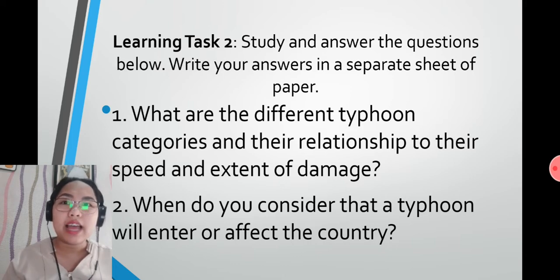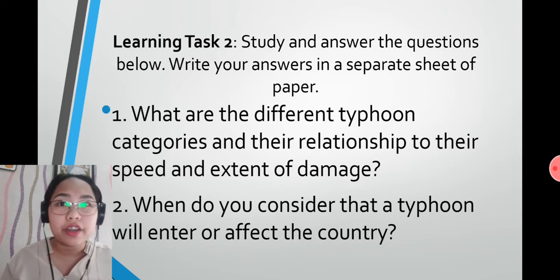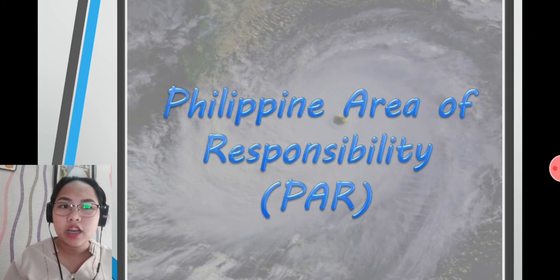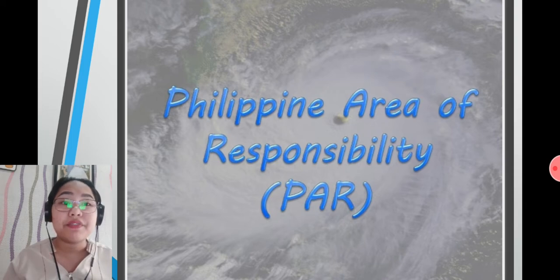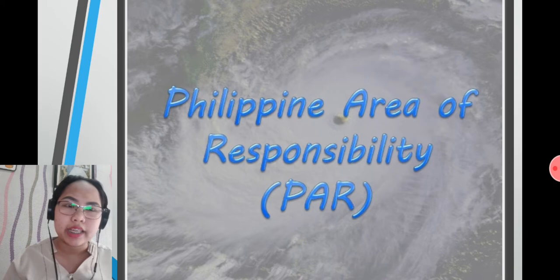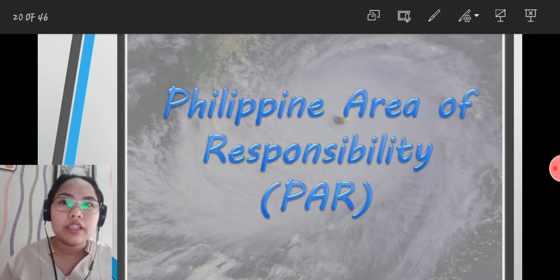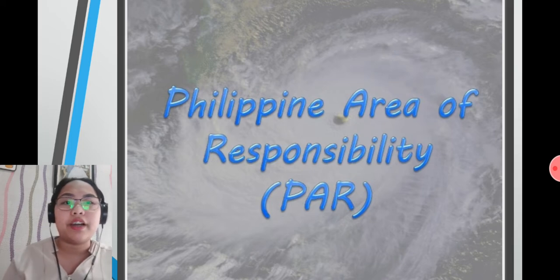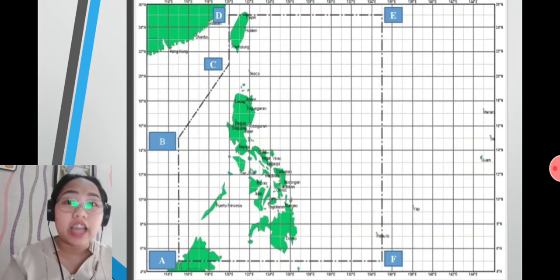Now let us have the Philippine Area of Responsibility, or what we call the PAR. Moving on, we have the Philippine Area of Responsibility. What do you know about this PAR? This slide shows the PAR that is zoned with the letters from A to F.